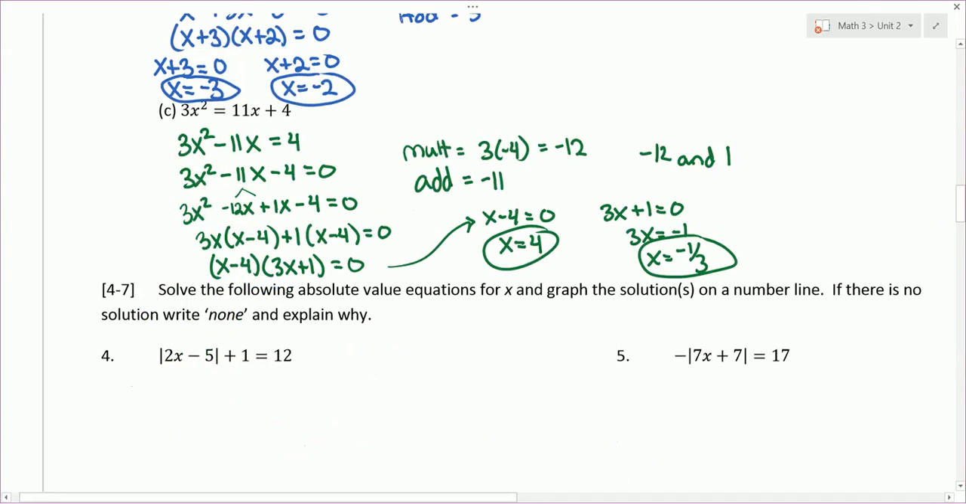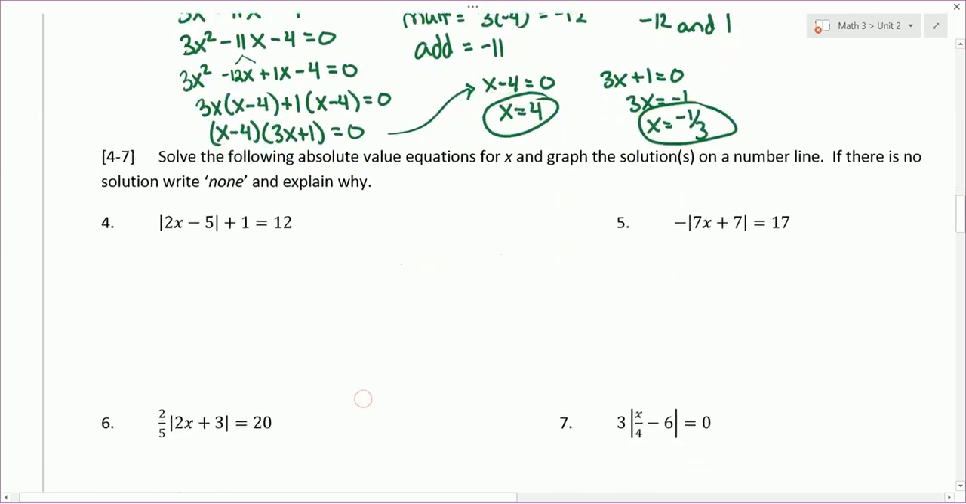Number 4 through 7, we need to solve the following absolute value equations for x and graph the solution or solutions on a number line. If there's no solution, then we're going to write none and explain why. So number 4, we're going to first start by solving for the absolute value. That plus 1 is not part of the absolute value, so I'm going to subtract 1 from each side and get the absolute value of 2x minus 5 is equal to 11.